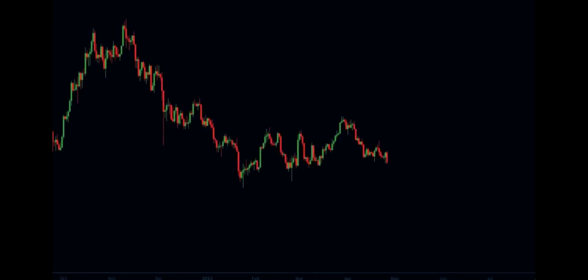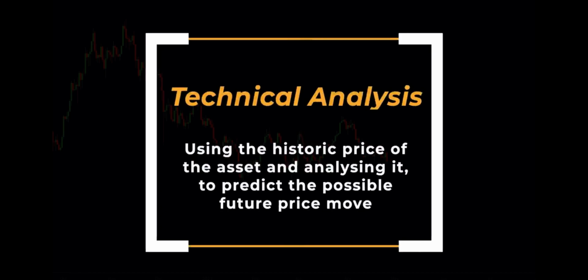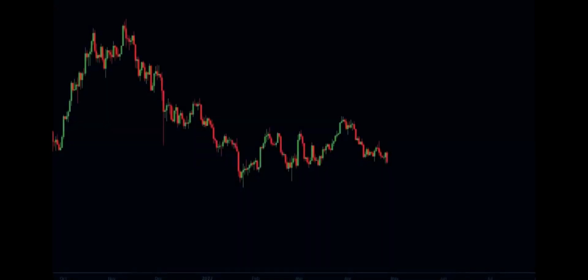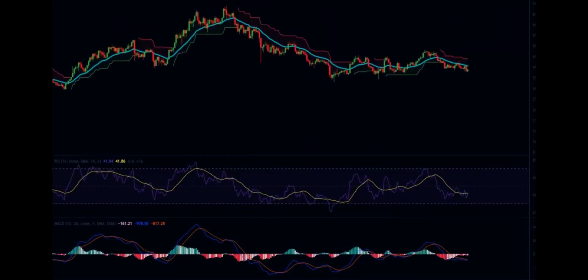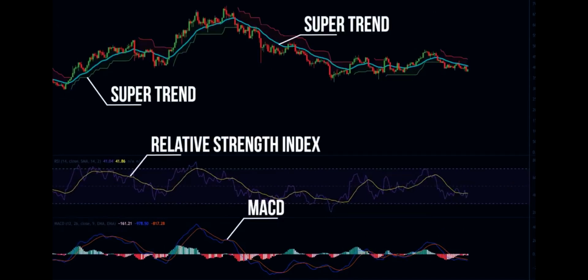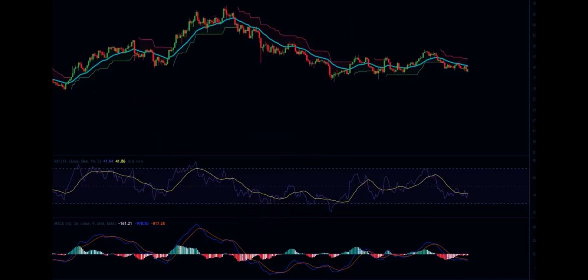When we talk about technical analysis, we are essentially talking about using the historic price of the asset and analyzing it to predict the possible future price move. In other words, we look at the past data to predict the future. In order to perform technical analysis, we as traders have developed simple and complex indicators that calculate the price in different ways using different formulas.